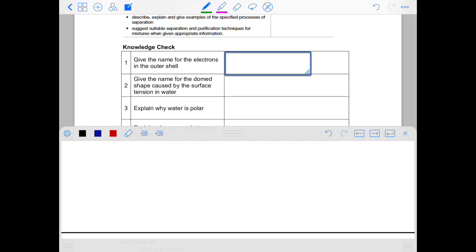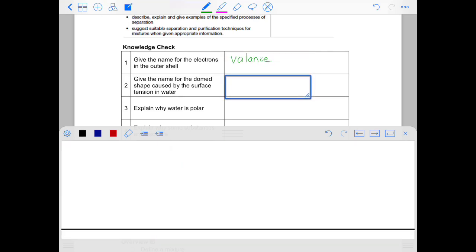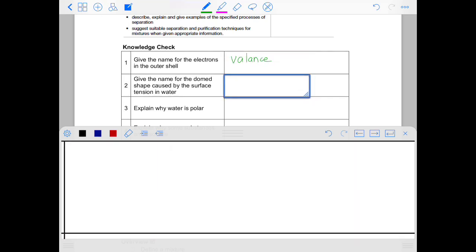So the name for the electrons in the outer shell, we call them the valence electrons. The name of the domed shape caused by surface tension in water. So if you ever look at a measuring cylinder, for example, you'll notice that the water will always have a bit of a domed shape. That shape we call the meniscus.